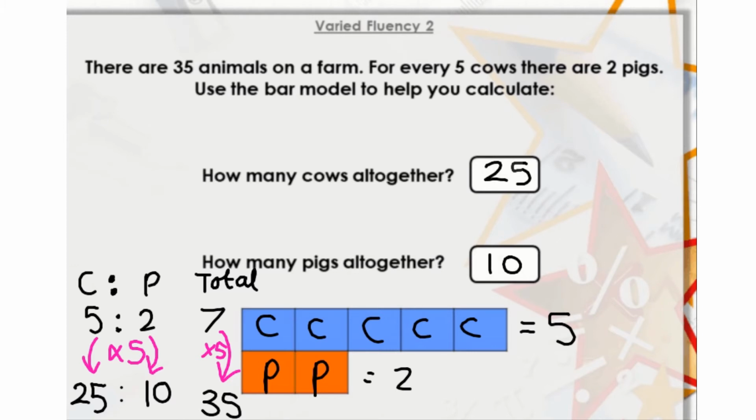If you wanted to, you could draw a picture or a bar model to represent this further. You could just scale up this bar model and keep counting until you got to 35. So let me just show you that really briefly. So we've got 5 cows and 2 pigs. So you could draw it if you wanted to.